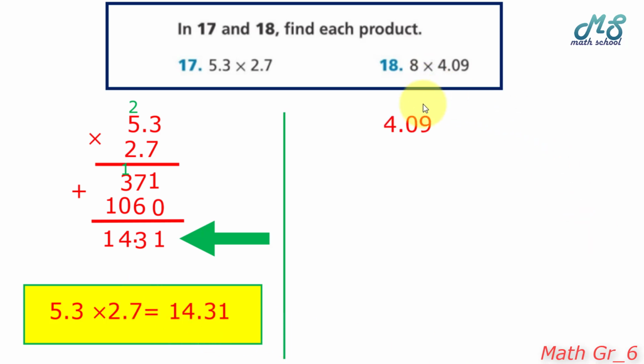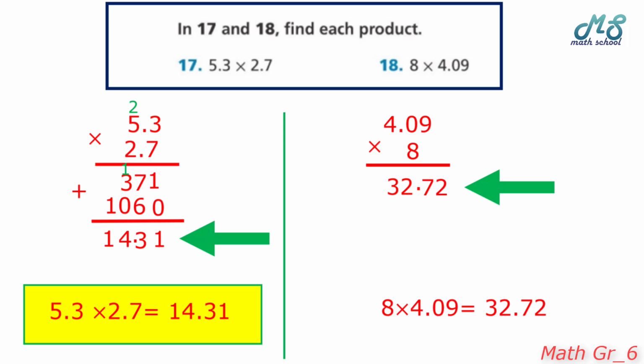The next is easier. Why? Because we will multiply by a 1 digit number. Just multiply 409 by 8. Ignore the decimal point. 8 times 9, 72. Write all 72 because the next digit is 0. Pay attention. So 4 times 8 equals 32. Insert the decimal point after 2 digits from the right. Now we get 8 times 4.09 equals 32.72.